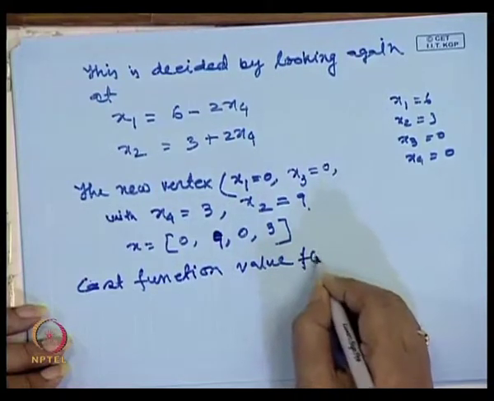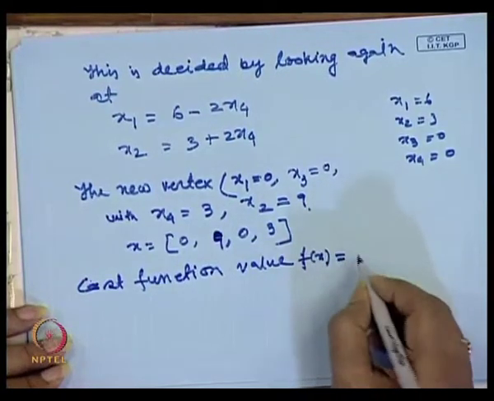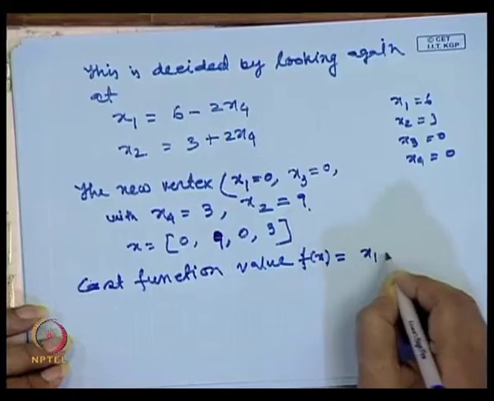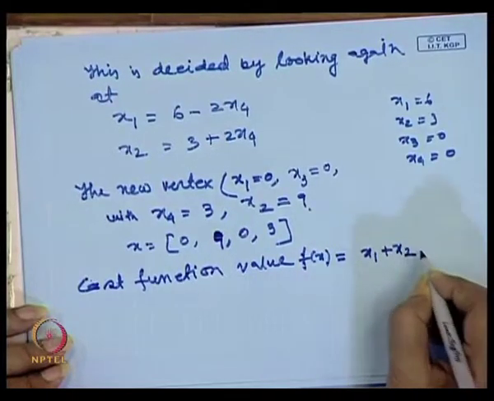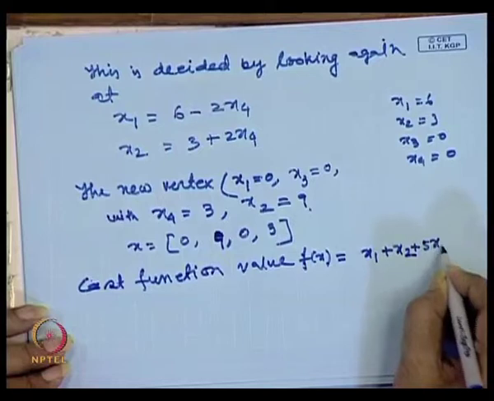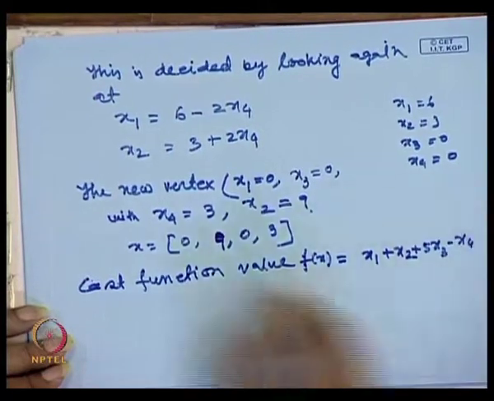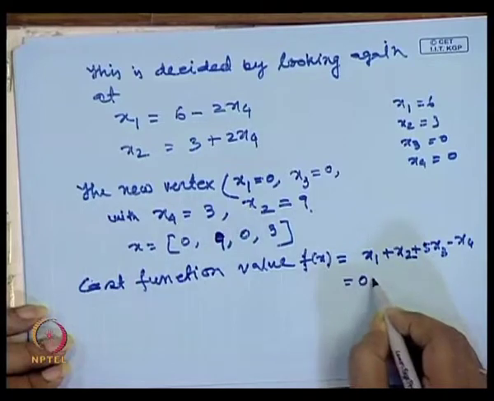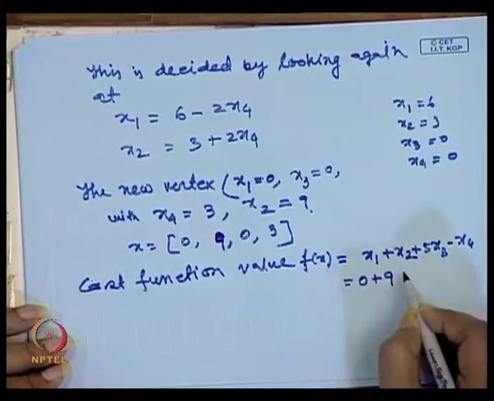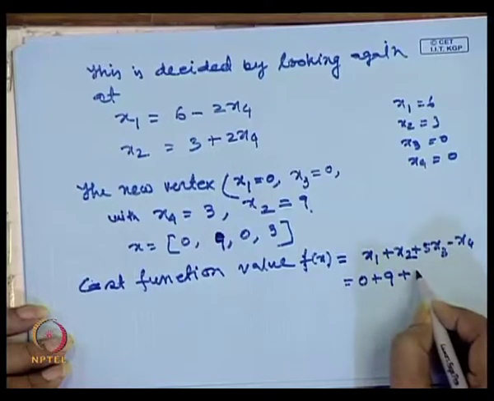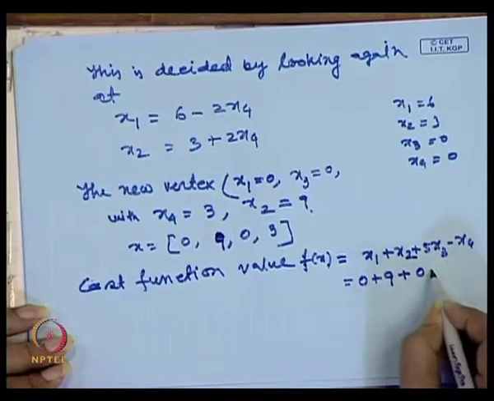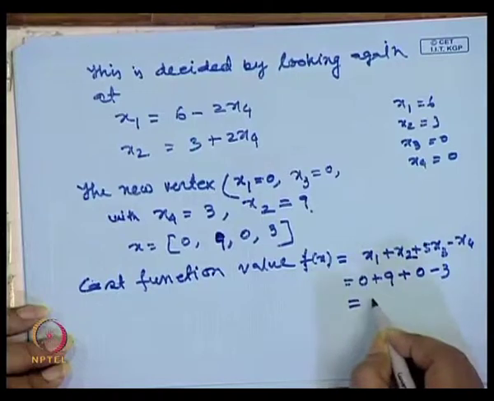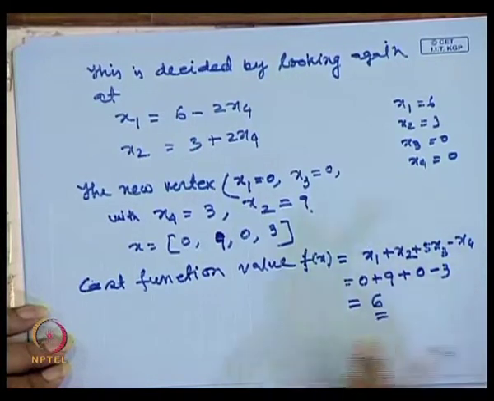Cost function value f of x is equal to x1 plus x2 plus 5 x3 minus x4. See, our new vertex is coming: x1 is 0, x3 is 0, x2 is 9, x4 is 0, then this is minus 3. So, our value is 6 coming.